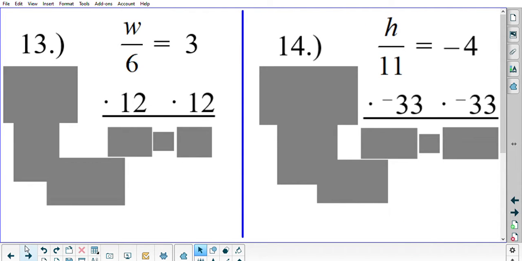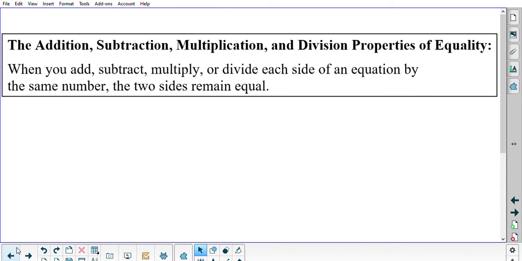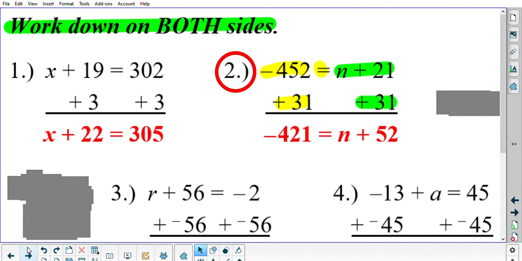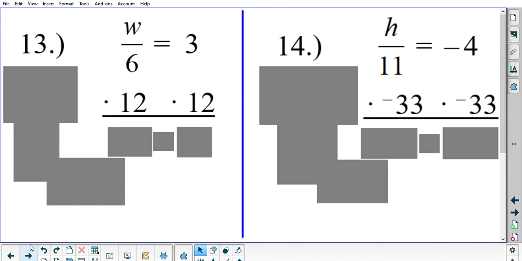And again, the directions are still the same as they were for numbers 1, 2, 3, and 4, and that is to work down on both sides of the equation. And so as I've talked about before, the equal sign is what separates the left side from the right side of the equation. And I am choosing something completely random to do to both sides of the equation. Like on number 13, I am multiplying by 12. And so our goal here today on these guided notes is just to work down on both sides.